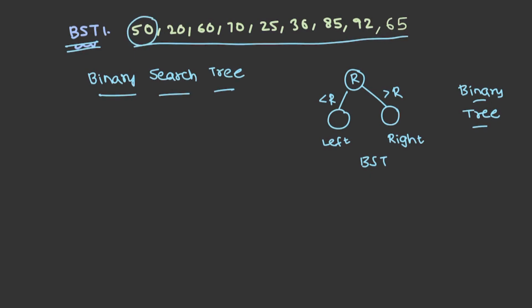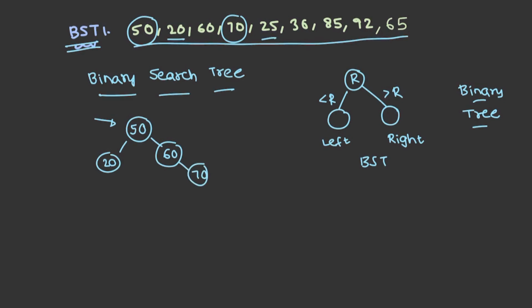Initially, my root is 50. So, I have started with 50, then 20. As 20 is less than 50, I have to insert it on the left side. 60 is greater than 50, so it has to be inserted on the right side. Everything has to be compared with the root. Now, I have 70. 70 is greater than 50. 70 is also greater than 60. So, 70 will be inserted here.